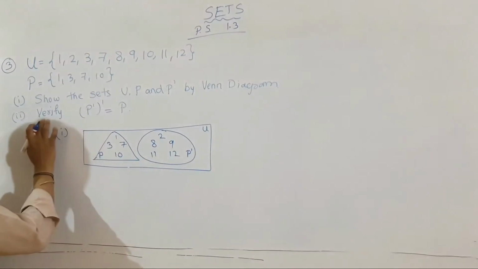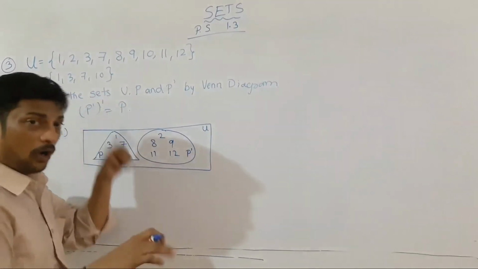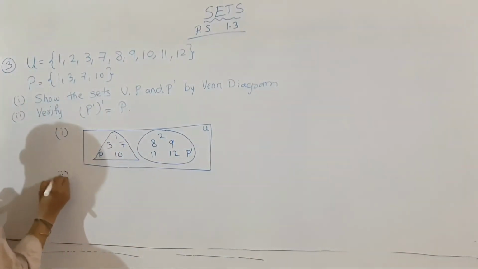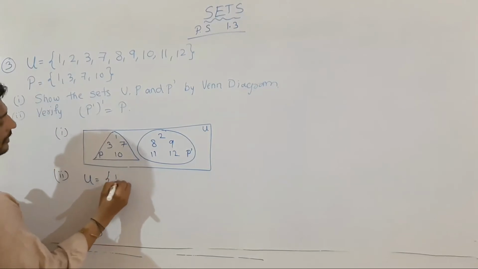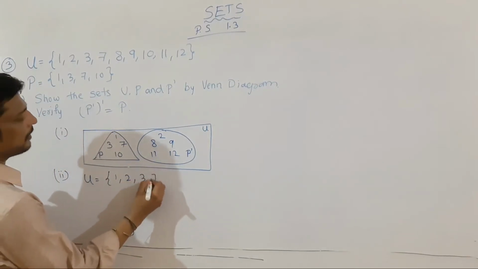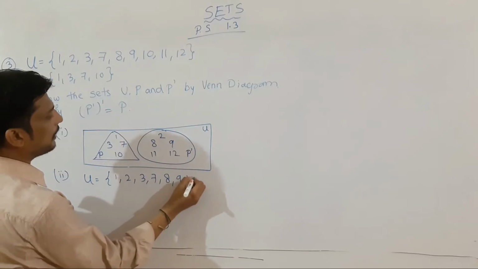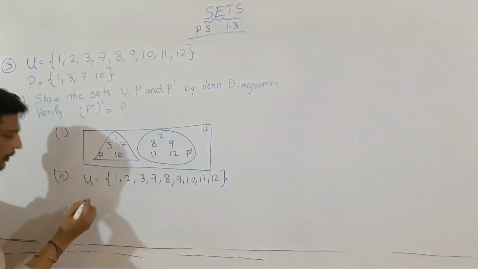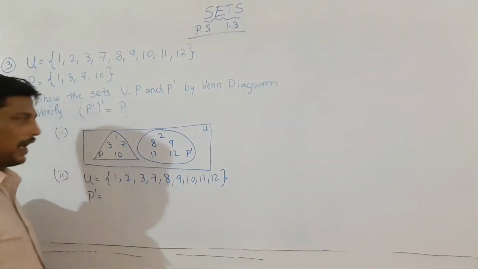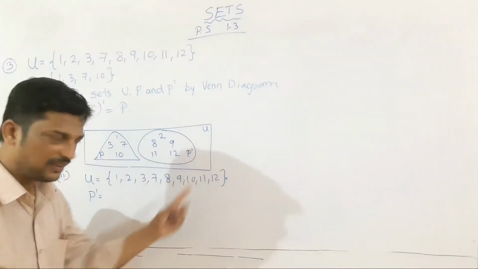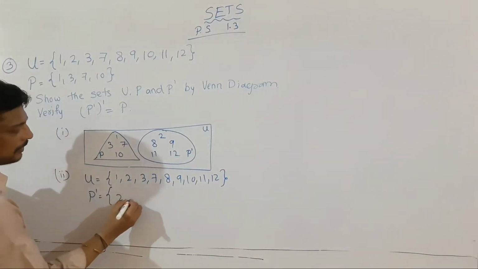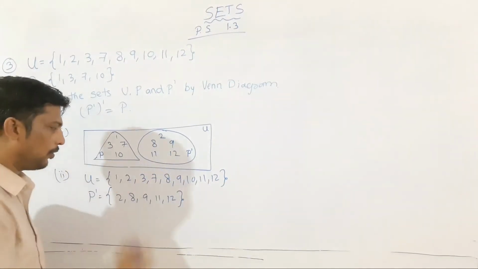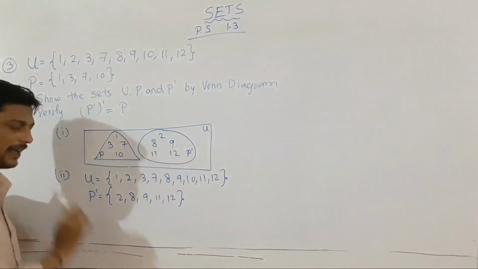Now let us see the second one. They have asked me to verify that complement of P dash is always P. So for this, first I will write the universal set which is given to me: 1, 2, 3, 7, 8, 9, 10, 11, 12. So this is my universal set which they have given to me. Now I am going to write P dash. This is my P dash, isn't it? P dash is nothing but 2, 8, 9, 11, 12. So I close my curly bracket over here. So this is my P dash.